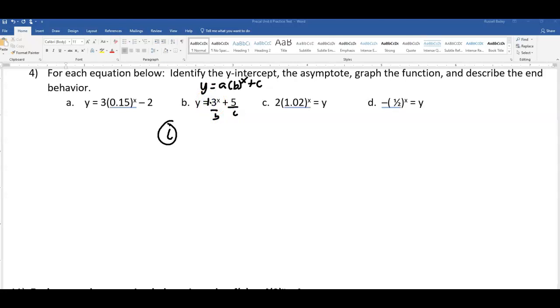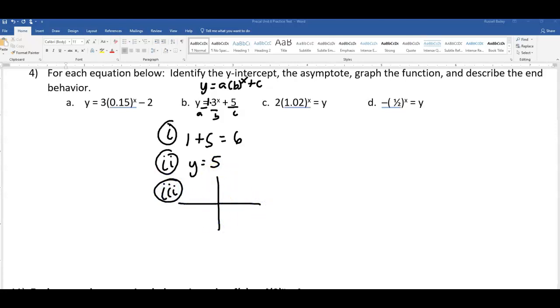So my y-intercept is going to be the A value, which is 1, added to the C value, which is 5, which is going to be 6. So that's my y-intercept. Horizontal asymptote is the C value, which is 5. So I'm ready to graph this. Y-intercept is 6. Horizontal asymptote is 5. And now we look at our chart in lesson 8.3, and we see that when we have a positive A and a B that's greater than 1, it's flat on the left and goes up on the right.